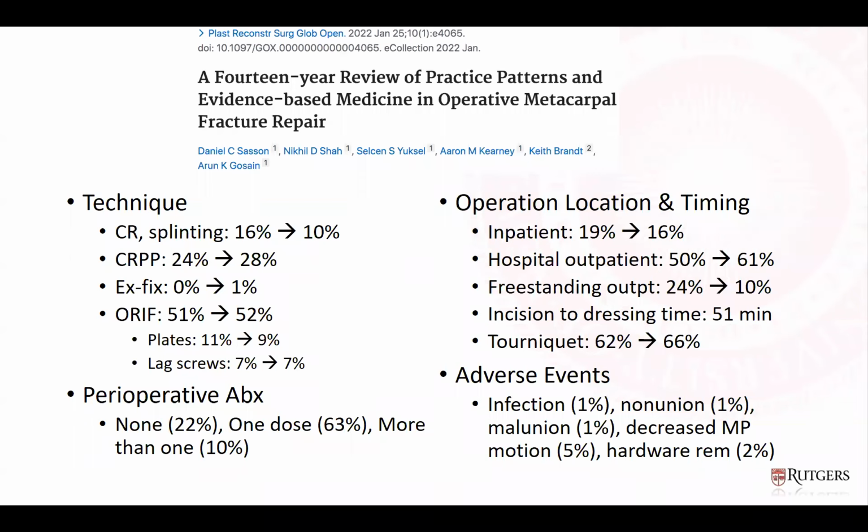Adverse events, as many have previously reported, were low. Infection, non-union, and malunion rates were all about 1%. The most common adverse event was decreased MP motion, and about 2% of the time, the hardware had to be removed.